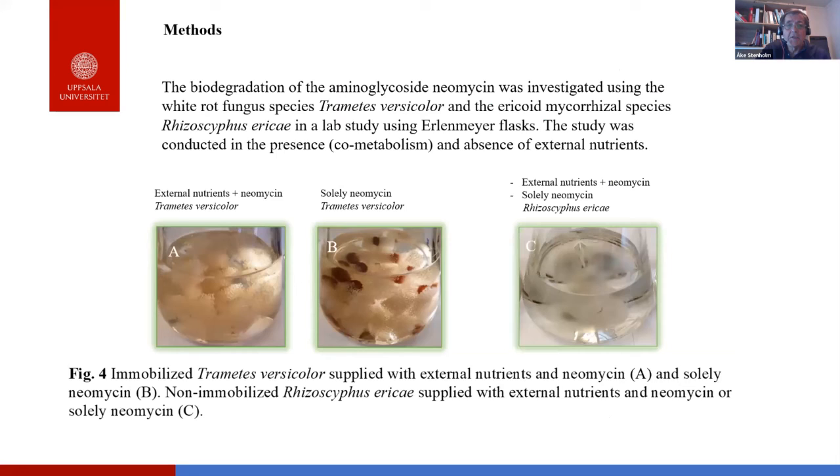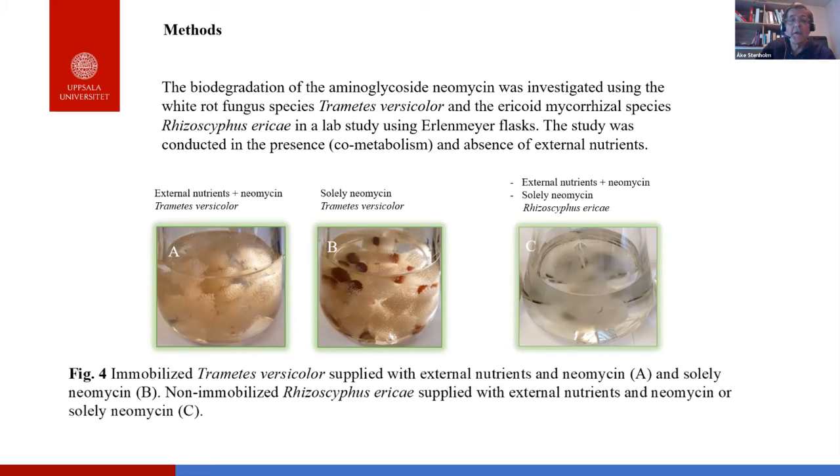In my investigation here, I used two fungal species. One is Trametes versicolor, which is extensively investigated. It's a white rot fungus. And then I used a mycorrhizal species, which lives in symbiosis with some plants. And these are not the fruit bodies I have investigated, but the mycelia of the fungi. And the investigations were performed in Erlenmeyer flasks.